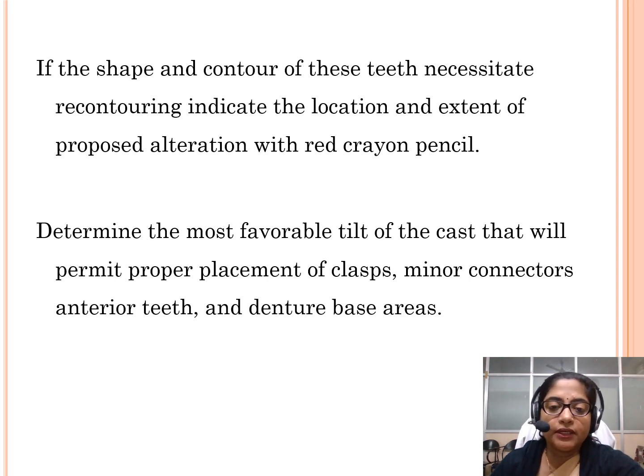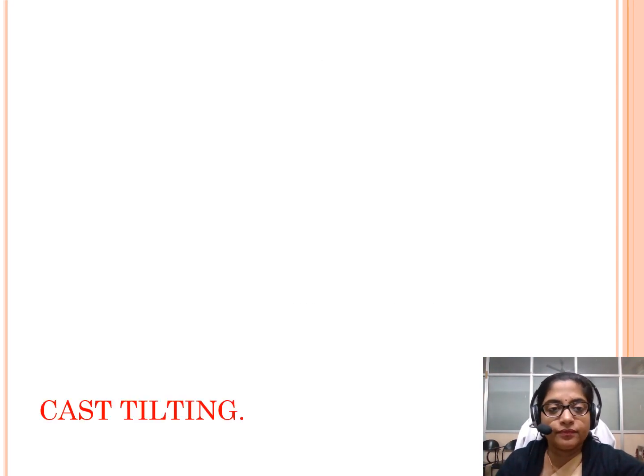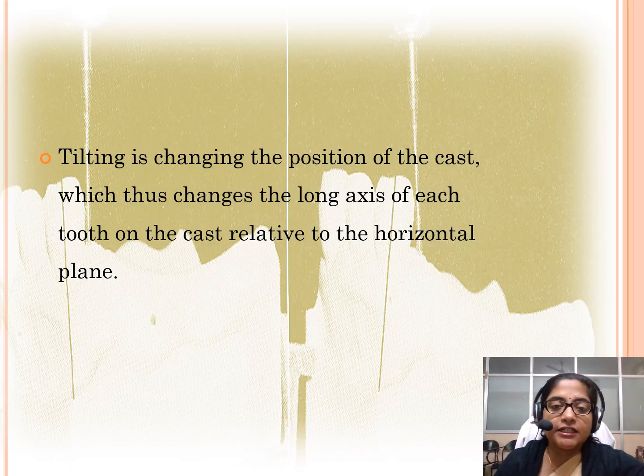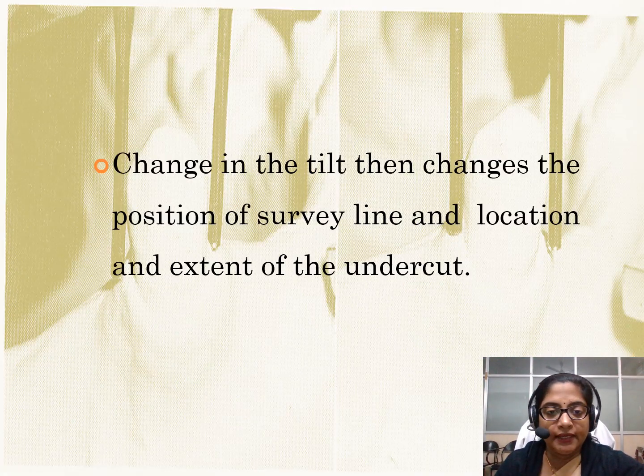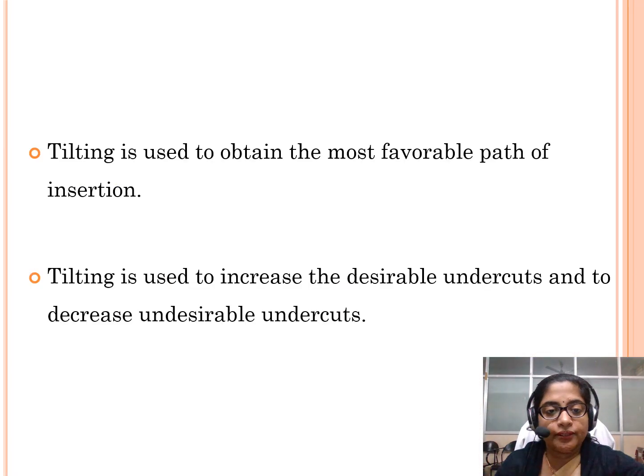Determine the most favorable tilt of the cast that will permit proper placement of clasps, minor connectors, anterior teeth and denture base areas. Now, cast tilting. Tilting is changing the position of the cast, which thus changes the long axis of each tooth on the cast relative to the horizontal plane. Change in the tilt then changes the position of the survey line and the location and extent of the undercut.